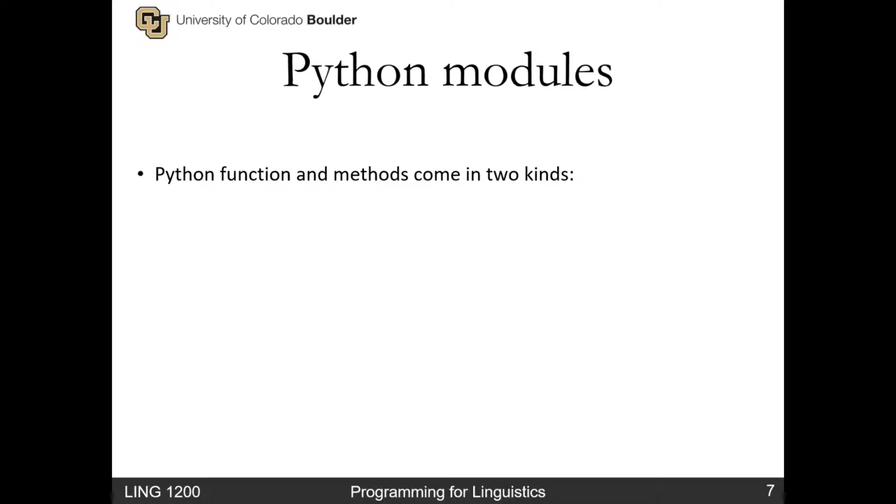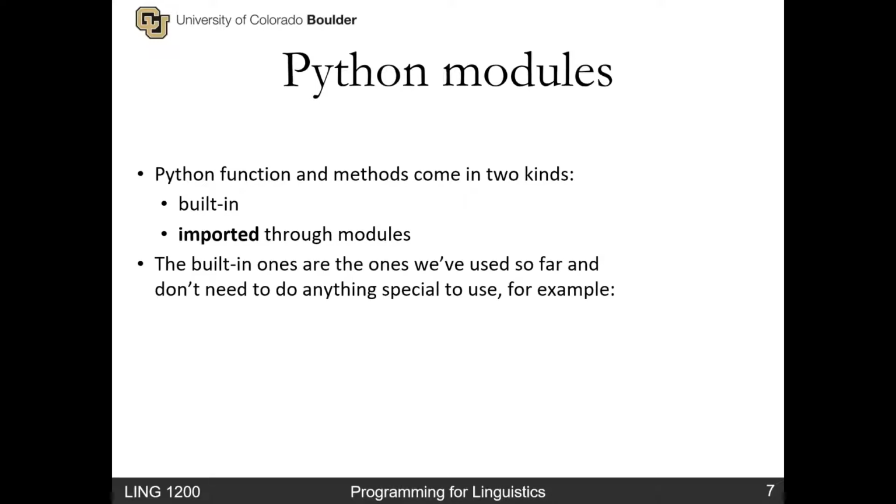So we've learned how to create our own functions, and we've seen that Python has functions and methods, and these come in two kinds. One we've already seen, which is the built-in, and the other is those that are imported through modules. Now, the built-in ones are ones we've used so far, except for the random one, which we've imported. We don't need to do anything special for them. We just use them. For example, print and int and other things like string, etc. We just learn about them and we use them. They're available to us, they're built in.